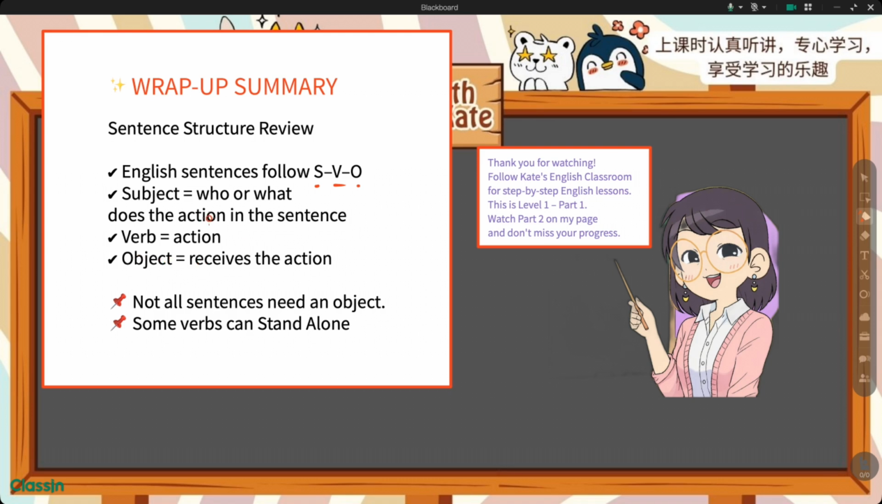And the object also answers who or what in a sentence, but remember it receives the action and it comes after the verb. We also noted that not all sentences need an object, and in our lesson, we can have sentences that follow the pattern SV, subject and verb. But this is only acceptable for verbs that can stand alone.